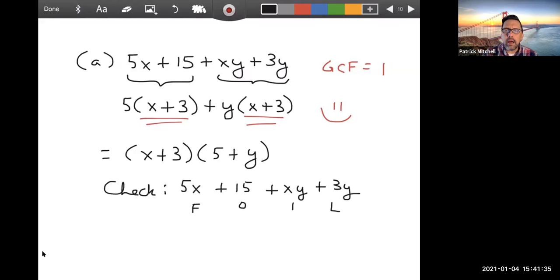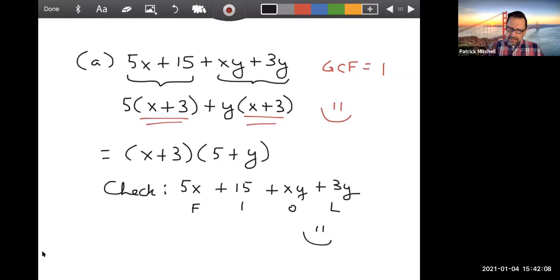Oops, I did that. I actually went FIOL, right? But that worked out because that gave me the same answer that I started with. The order of the terms doesn't matter, as long as the signs are attached to the correct terms. So this was really, what would you call that? FIOL? It was not FOIL, it was actually first, inner, outer, last, right? Okay, but that worked out.